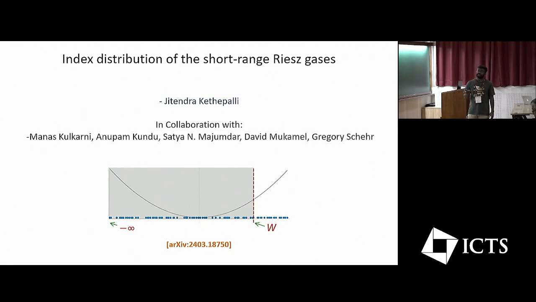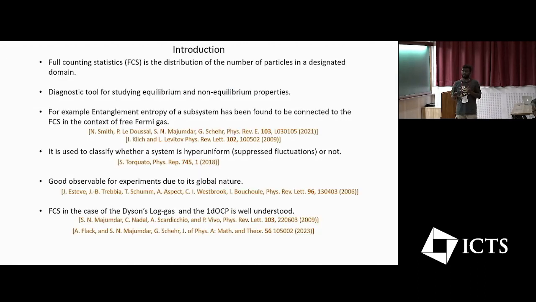This index distribution actually is part of a broader class of problem called the full counting statistic, which measures the number of particles, the distribution of number of particles in a certain domain. It could be any domain. And this is useful for studying both equilibrium and non-equilibrium properties. For example, we can understand the entanglement entropy for free Fermi gas using the full counting statistics. In a similar way, we can understand whether the system is hyperuniform or not.